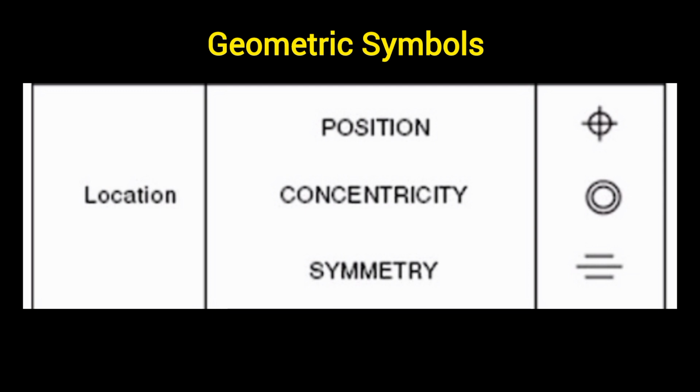The fourth category is location, and in this we have 3 symbols. Position is the location of a feature. Concentricity is when 2 features share the same center. Symmetry is equal distribution of material about a datum. All of these 3 symbols require a datum, so the location category also requires a datum.